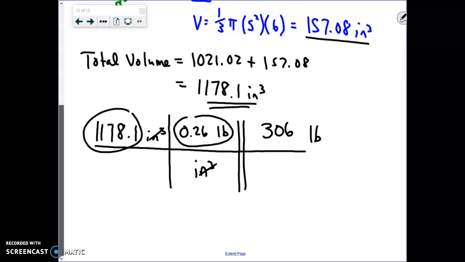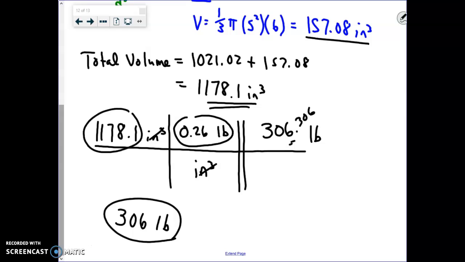Let me just quick look. Let me do the calculation here. If you take 1178.1 times 0.26, you get 306.306. And again, if we're going to round that to the nearest pound, then your answer is going to be, that thing's going to weigh, it weighs a lot, 306 pounds.